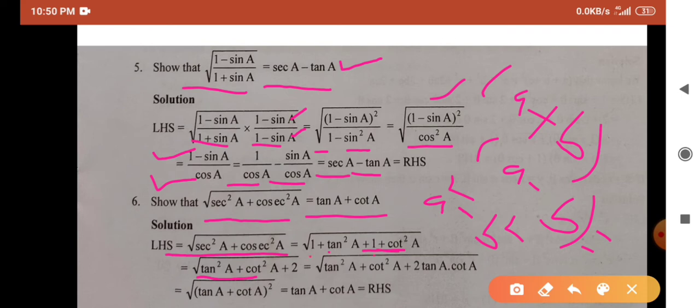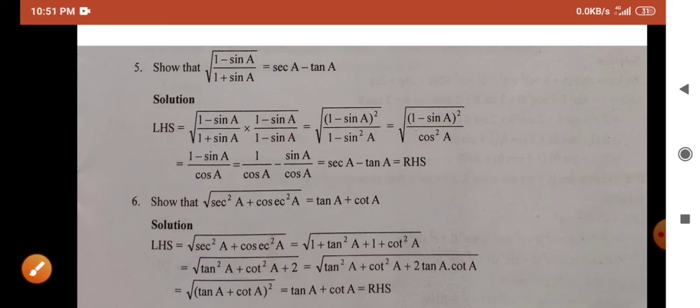1 plus 1 becomes 2, right? Then the next step: tan square a plus cot square a as it is, plus 2 tan a into cot a. We are multiplying here because tan a is a reciprocal of cot a. Let us see, tan square a plus cot square a plus 2 is there in the previous step, right? This much is there. Here we are multiplying tan a into cot a.